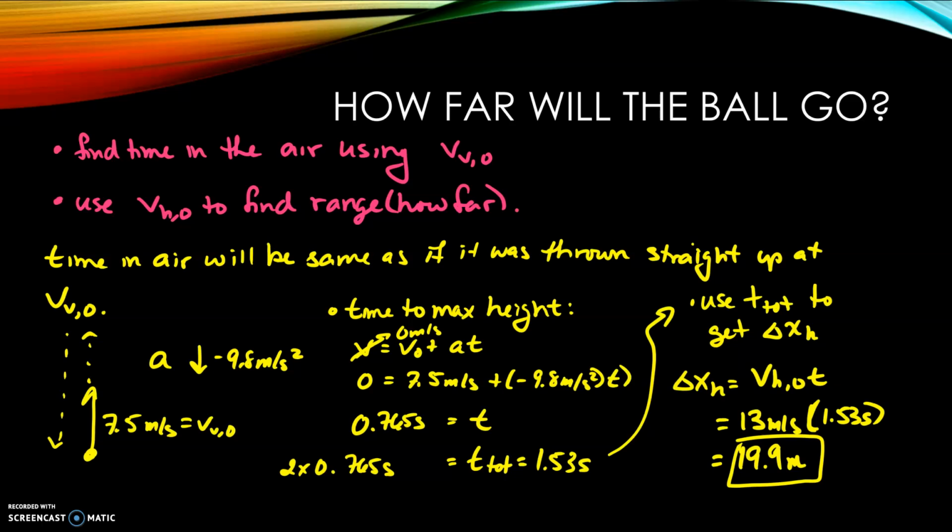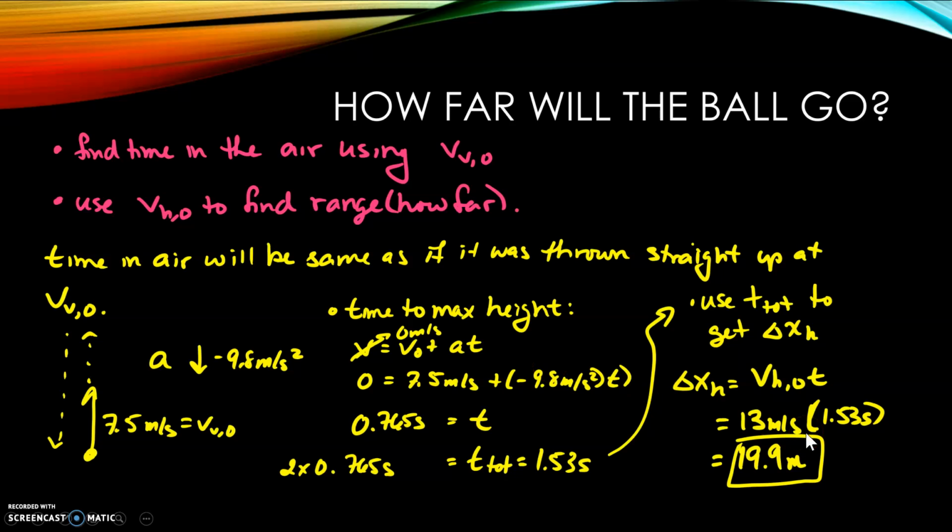Again, we find the total time in the air, just as we did with horizontal projectile motion, and then we take that total time in the air and we multiply it by our horizontal component of the velocity. The only difference with this is we now have this upward part of the velocity, so we're going to have to take that into account in our kinematic equation to solve for total time.